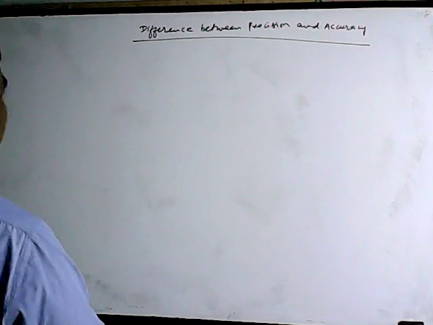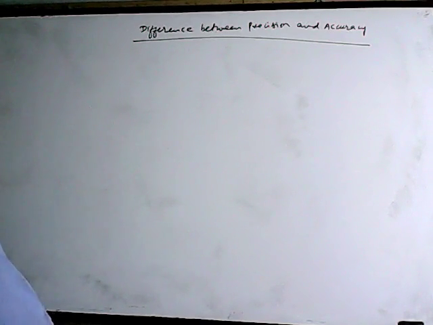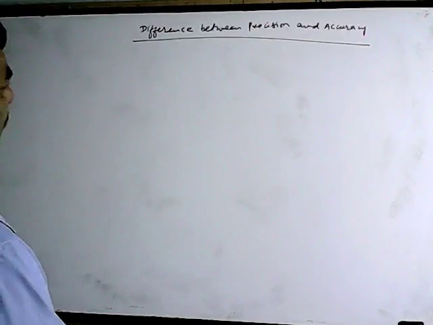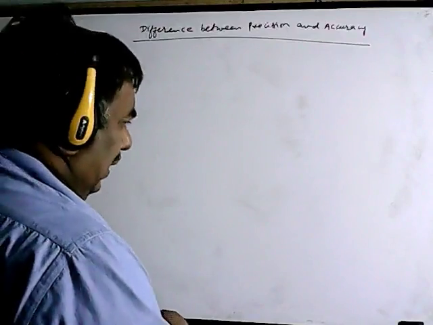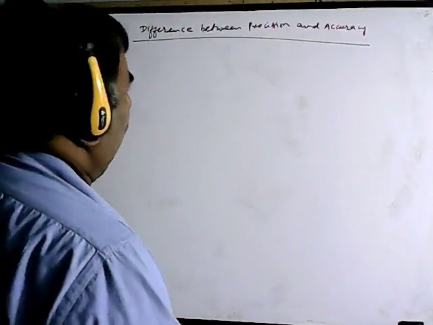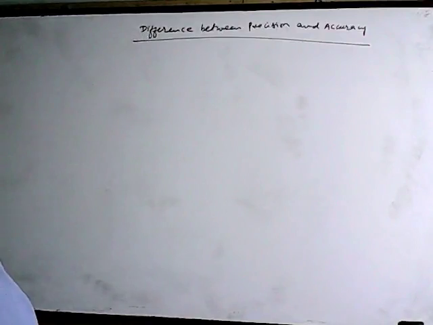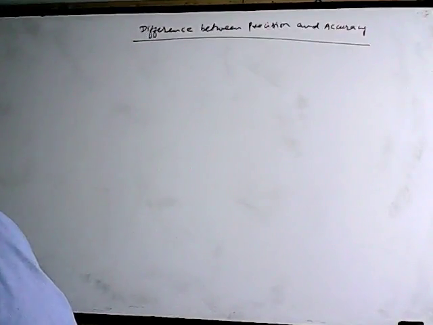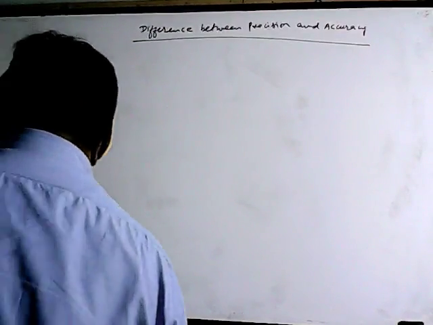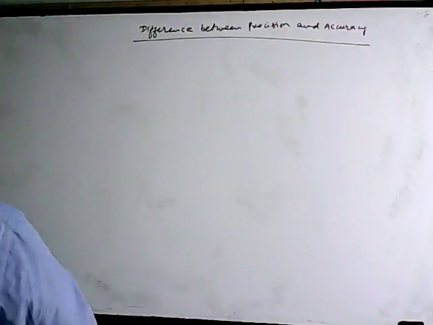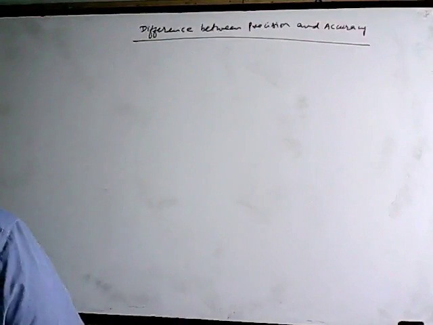Our new topic is the difference between precision and accuracy. Actually, these two terms are so close that making a difference between them is very difficult. First of all, precision and accuracy are used in two senses: first, with respect to the readings, and second, with respect to the overall measurements. So let us see what the difference between precision and accuracy is.